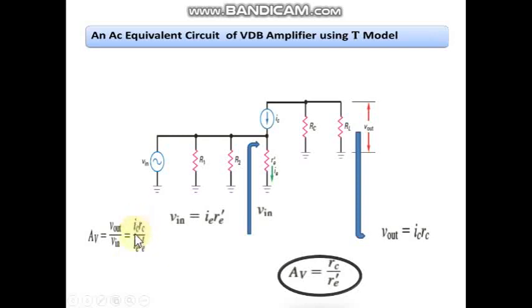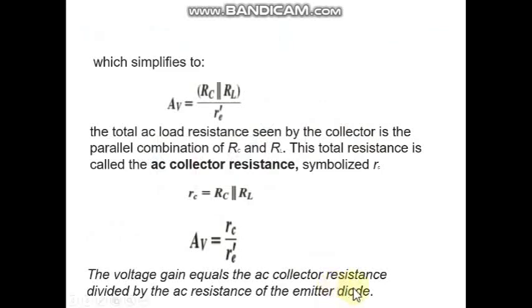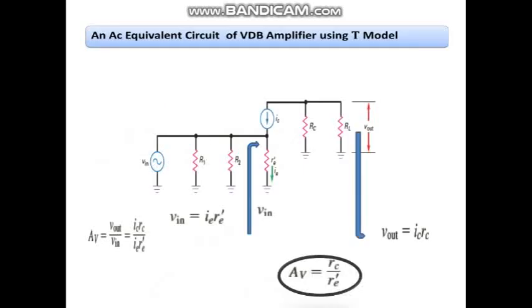If we approximate this, then it is nothing but RE upon RC upon RE dash. So it results in a similar equation: AV is equal to RC upon RE dash. The same we got using the pi model, RC upon RE dash. So whether you represent it with the pi model or the T model, in both cases you are getting the same equation, RC upon RE dash.